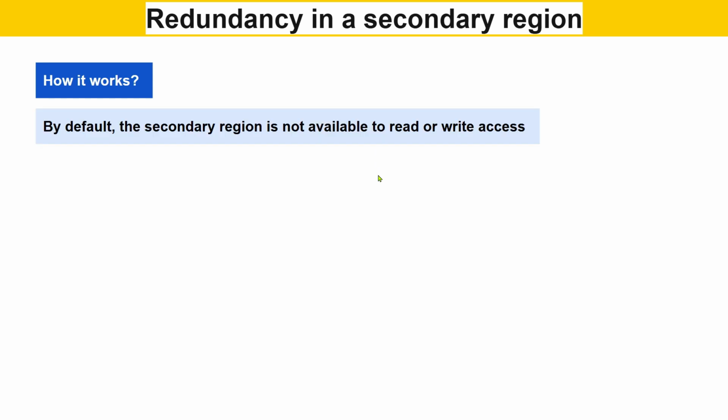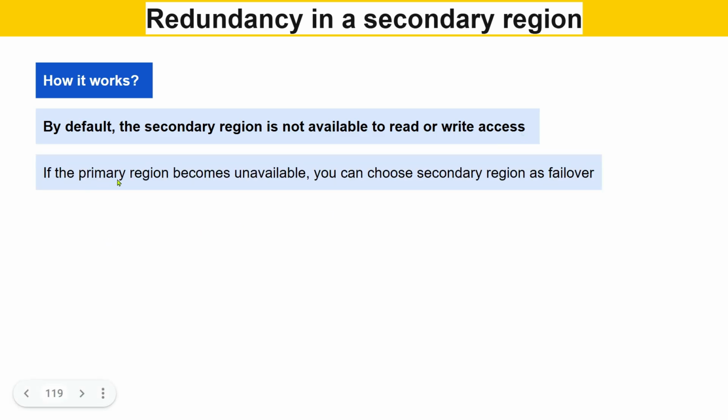Now, how does it work? Let's see. By default, the secondary region is not available for read or write access. So the secondary region is always LRS, right? LRS means local redundant storage. So that means in maybe 3 devices in the secondary region, you have your data copied. It will follow the LRS in the secondary region. So that is not available for read and write. I mean, you cannot read and write from that. That is just a backup kind of a thing.